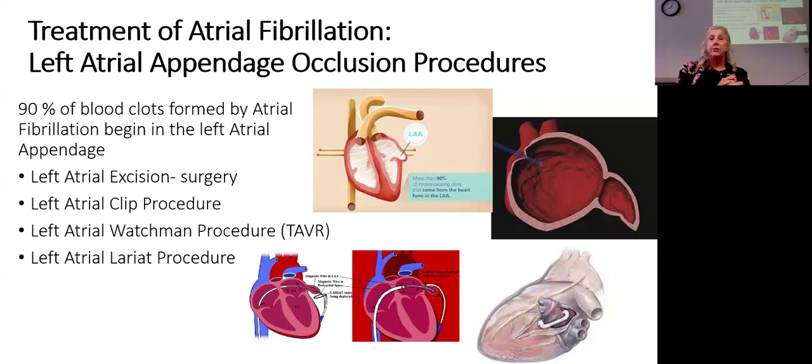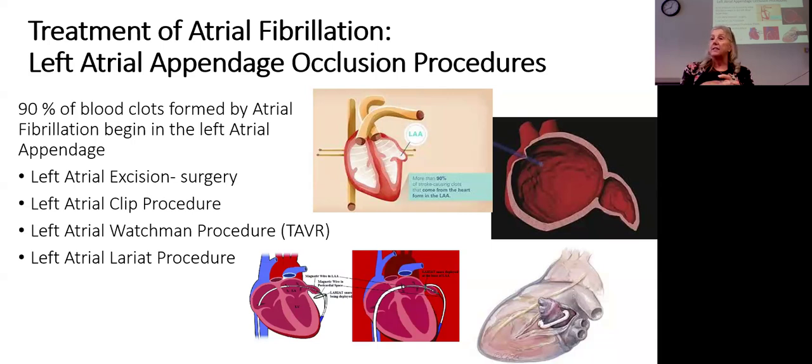So they might do procedures that take care of that appendage that's sticking out and has gotten really large and all the blood's going there. They want to block that off so that blood clots can't form there. And if they do, they can't get out of the appendage. So they do left atrial appendage occlusion procedures. And these are some of them.